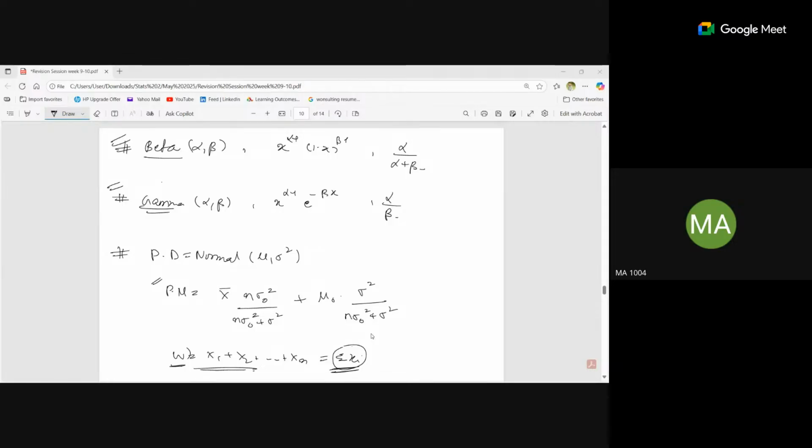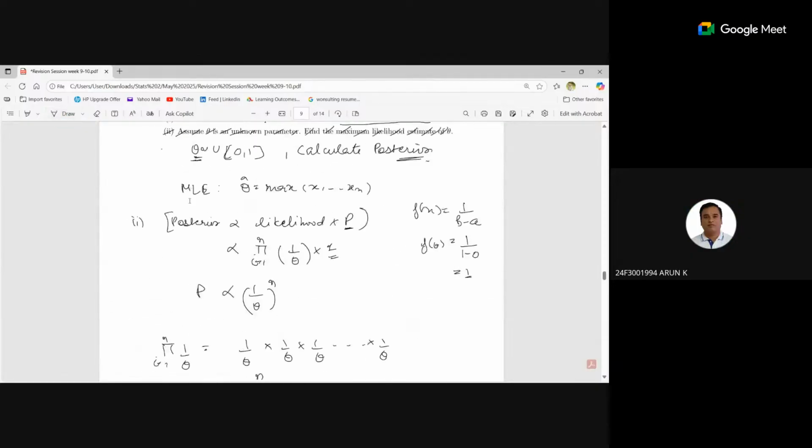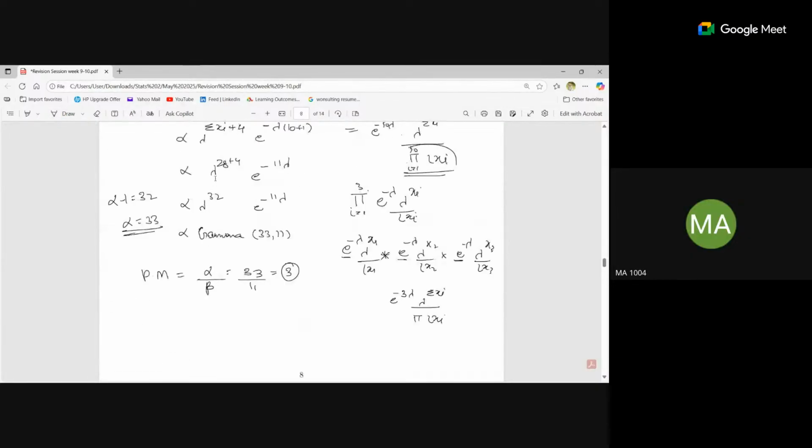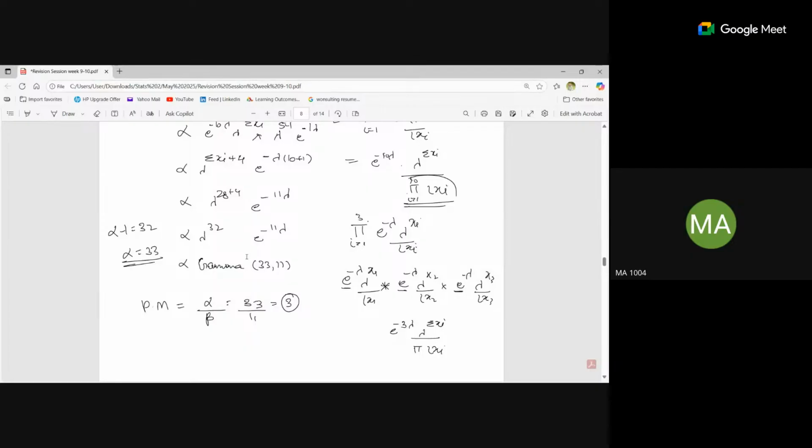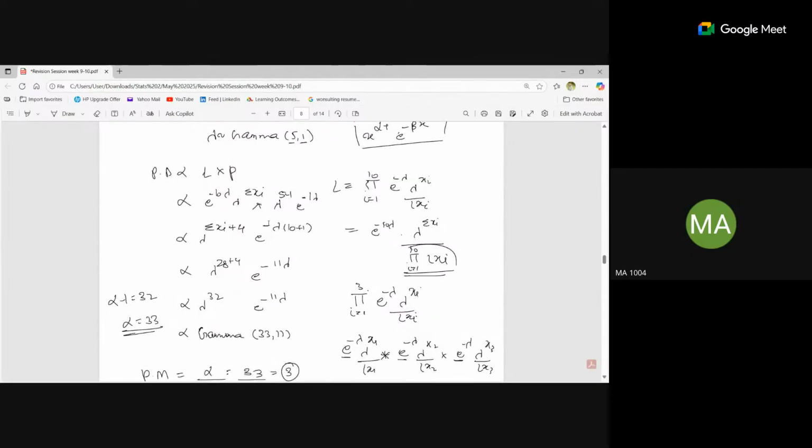So if you see this example as well, my prior was what? Gamma distribution, right? And my prior was gamma distribution and my posterior was also coming out to be gamma. So this is also a conjugate form. So the thing is, if my prior distribution and the posterior are coming out to be the same, then that's a conjugate form.